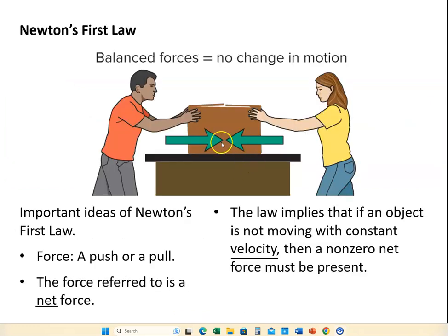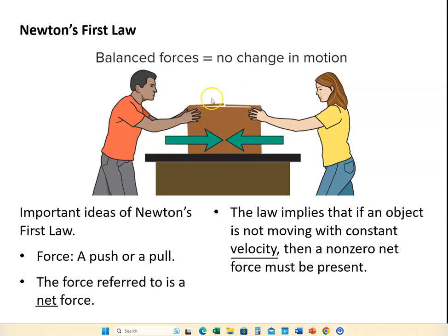Okay, so this actually develops Newton's first law of motion in a little bit more detail. Why is this box at rest, for example? If the guy here on the left and the lady here on the right push with the exact same force, then the two forces will add up to zero, right? And so when that happens, the object will remain at rest.